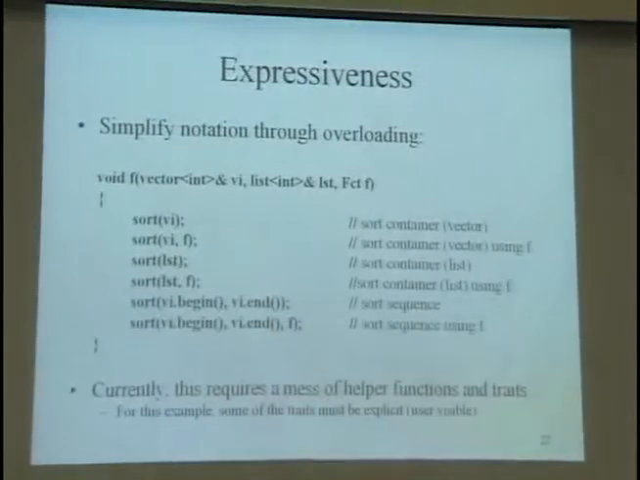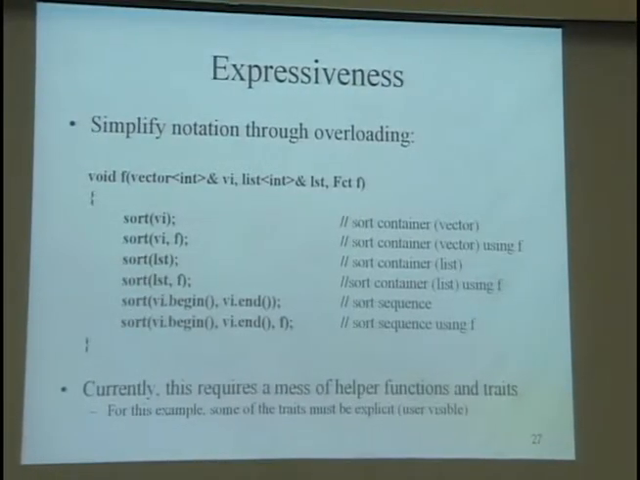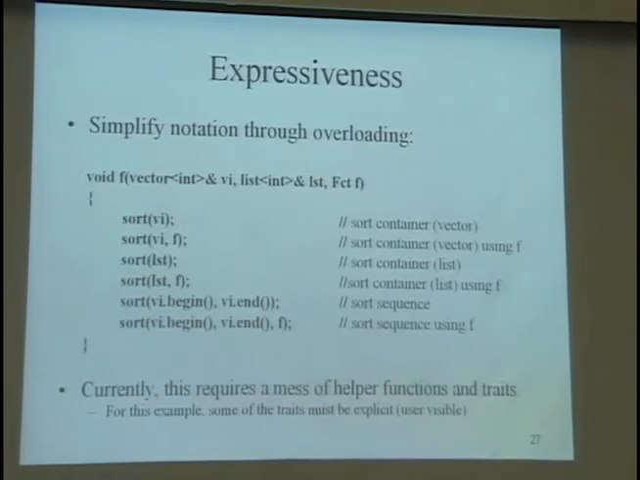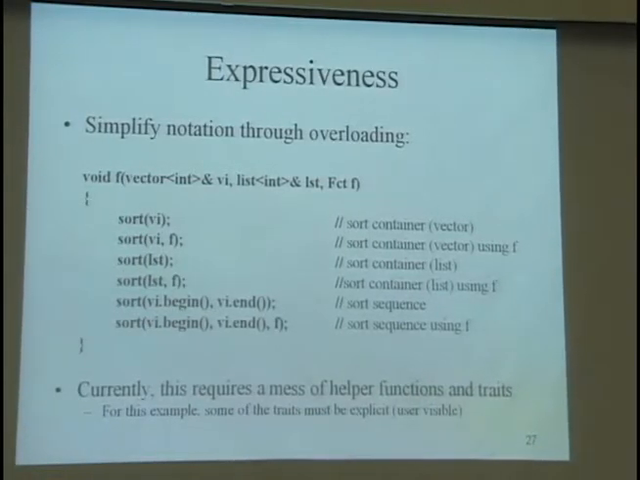Okay, let's go on. Expressiveness. One of the things that we are doing wrong in templates today is we have to say too much. So let's see how we can simplify it. One of the ways you can simplify it is provide versions that are simpler. So I want to sort a vector, I want to sort a vector with a function object, sort a list with a function object, sort a vector with the sequence of elements, and so on.